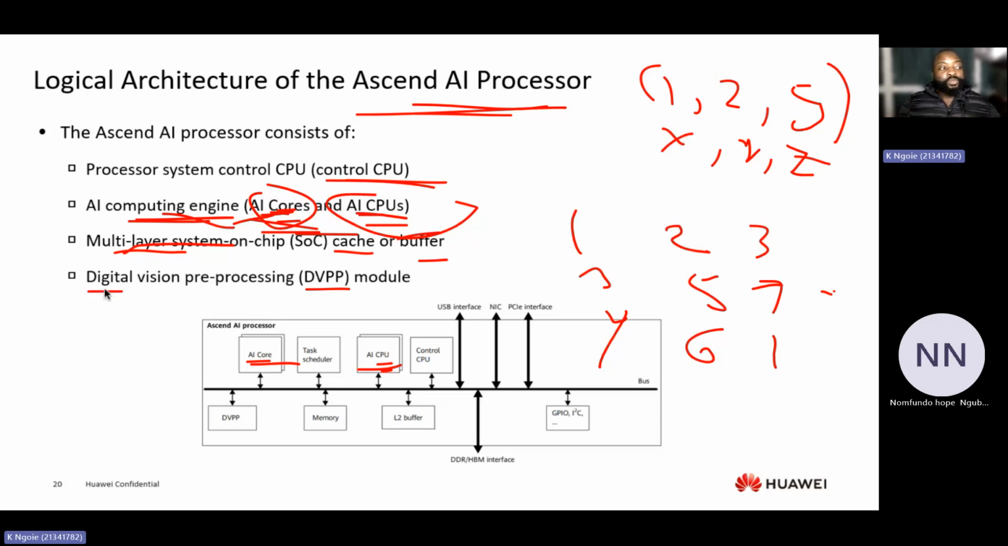And then the next part will be the digital vision preprocessing module, which is the DVPP. This is just a hardware module that will help you with processing all the visual data, like all the images, the videos, right? So it's going to help you to deal with all the operations such as decoding the images. So basically, when you look at an image, you will see maybe the name of the image is image. Okay, that's the name of the image.